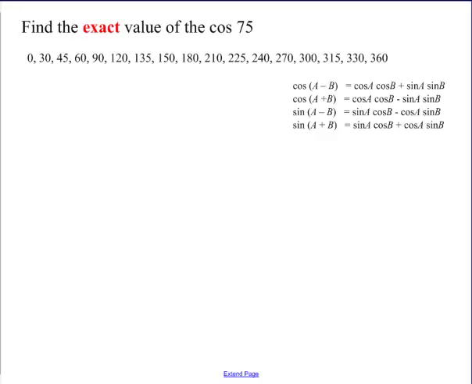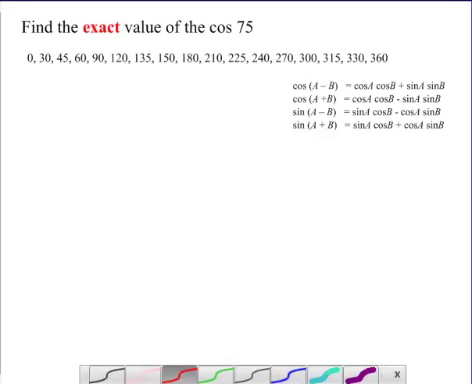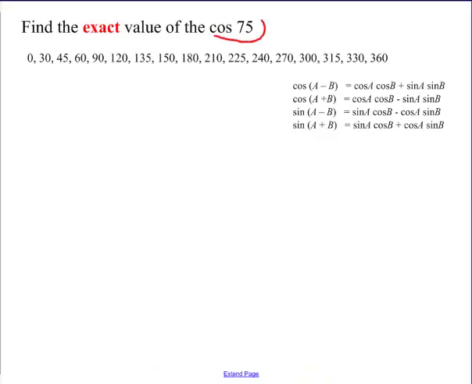Alright, if you want to run through one more really quick. If I asked you to find the exact value of the cosine of 75. Can any of these numbers down here get me 75? Well, I see right away 30 and 45 can get me 75 if I add them together. So that means I'm going to go to my cosine, and I'm going to take the one where they're adding together.